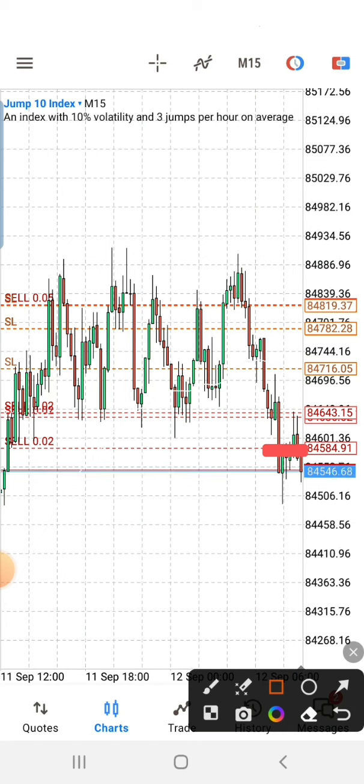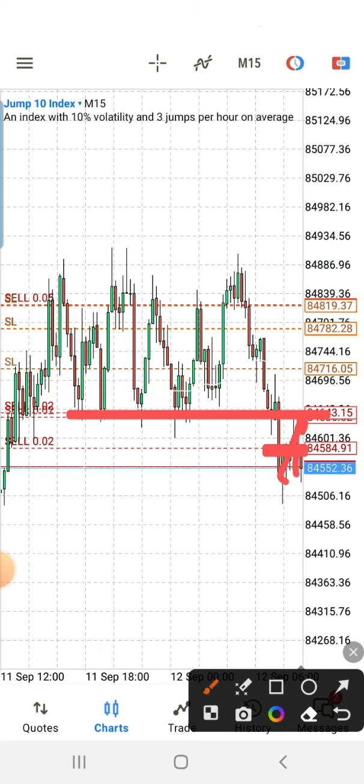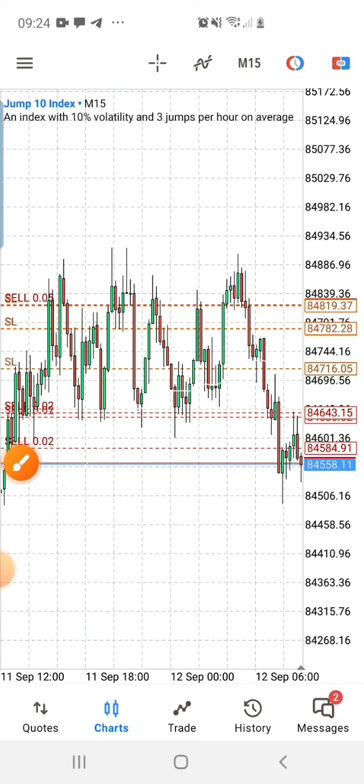After that second entry, the price also put me into some losses, kind of a drawdown, and retested my level. Look at my level. The price started to go back and retest that level. That's exactly where I made the next entry, and I'm hoping that the price will push all the way to the downside. Another interesting thing about this strategy is that it has a good risk reward.